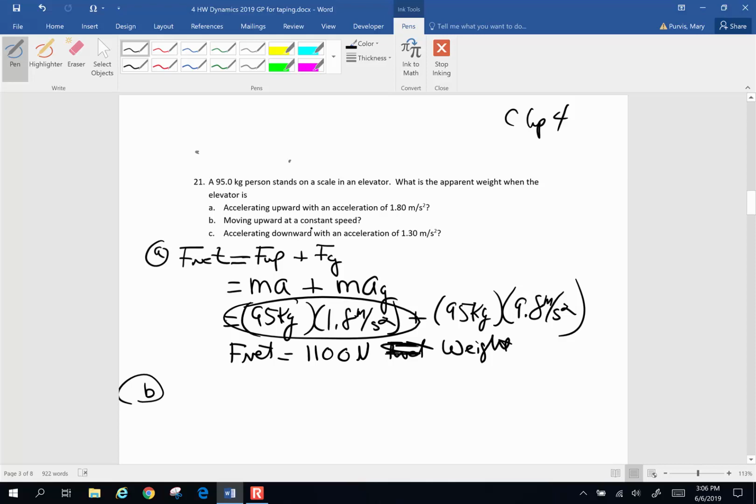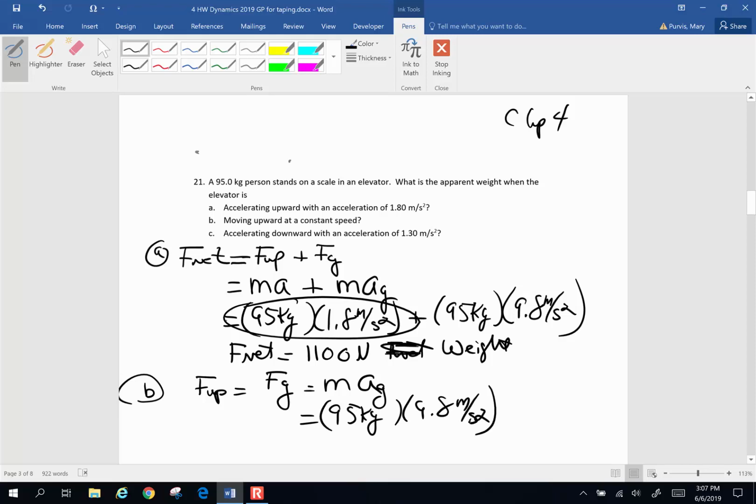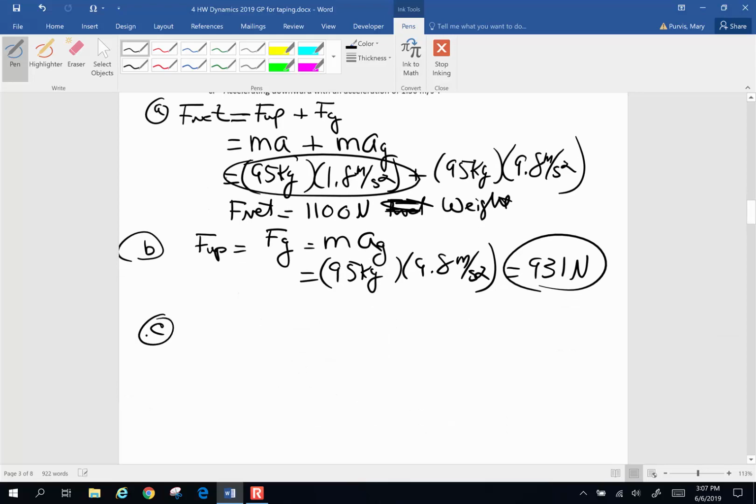What happens when they're at a constant speed? Well, when they're at their constant speed, the force acting on them from the elevator is going to be equal to the force of gravity, and the force of gravity on them is simply mass times acceleration of gravity, or their 95 kilograms times the 9.8 meters per second squared, and that should be equal to 931 newtons.